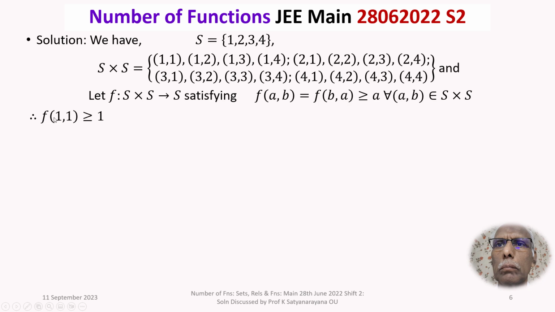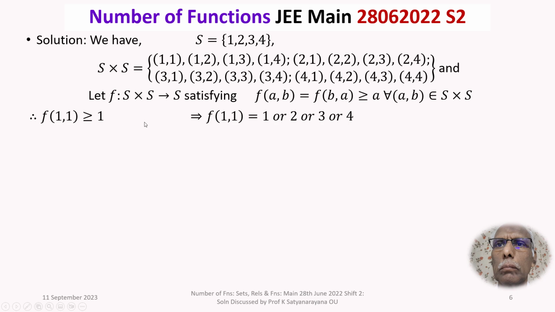Now f of (1,1). So f of (a, b) is equal to f of (b, a) greater than or equal to a. That means the first component of (1,1) is 1, so (1,1) can be mapped to elements of S greater than or equal to 1. That means 1 or 2 or 3 or 4. So (1,1) can be mapped by the function f to either 1 or 2 or 3 or 4.